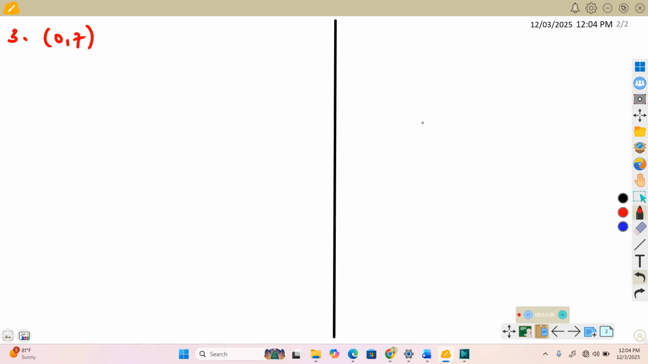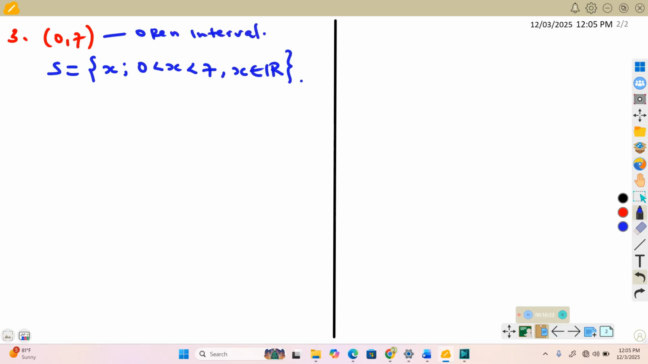Looking at this, this set can also be constructed as a set X containing elements x, where x is an element between 0 and 7, and x is from the set of real numbers. So this is our set. And when you look at this set here, you realize this is what we call an open interval. It is open on both sides.